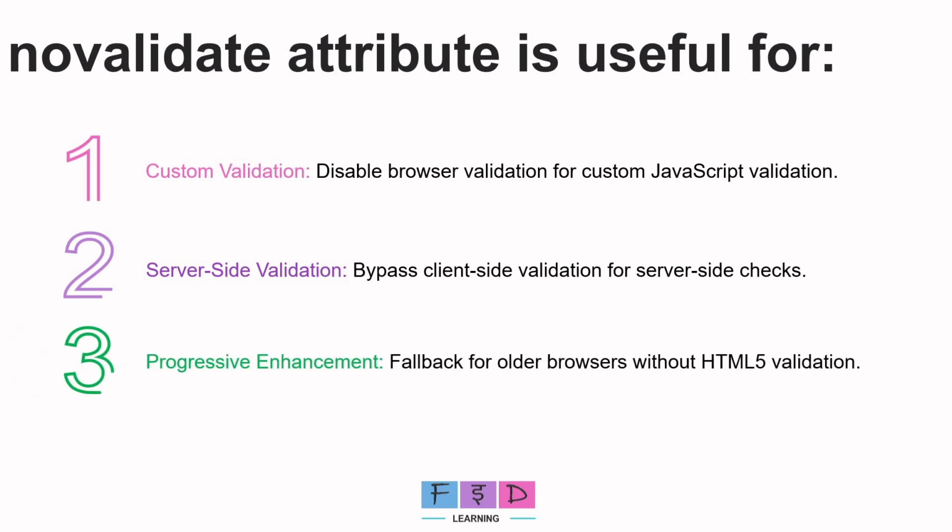And the third scenario is progressive enhancement. If older browsers don't support HTML5 form validation and we are still using HTML5 validation attributes without novalidate, it can prevent form submission. So in this case, adding the novalidate attribute can help by disabling HTML5 validation and allowing the form to submit. Disabling browser validation can be bad for users because they won't get instant feedback when they fill out a form incorrectly. So only use the novalidate attribute when it's really necessary.